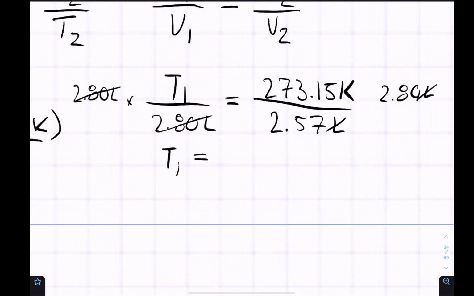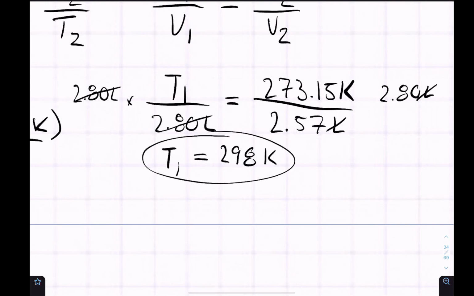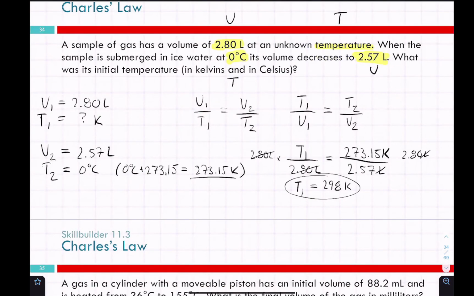So T1 was 297.6. Actually, that's too many sig figs. It's just 298 Kelvin. How did you do that on the calculator? You could do either way here. You could do 273.15 divided by 2.57 and then multiply by 2.8. The order for multiplication and division doesn't actually matter. Okay, so you would do 273.15 divided by 2.57 multiplied by 2.8? That would work, yeah.